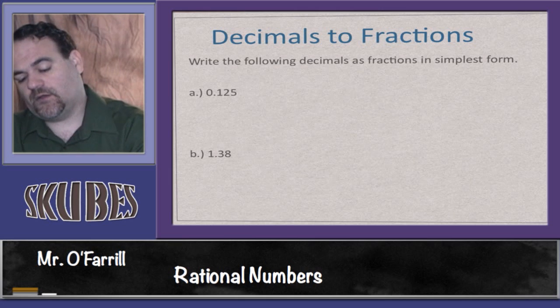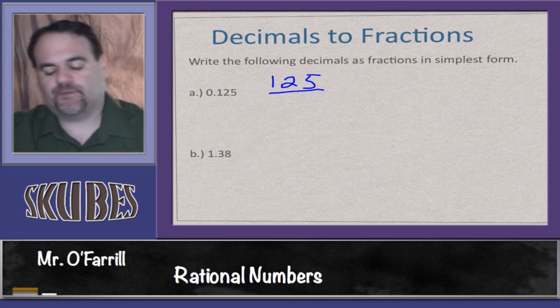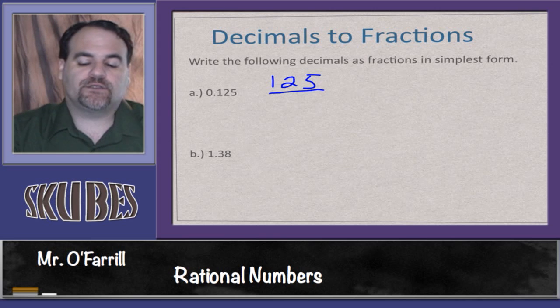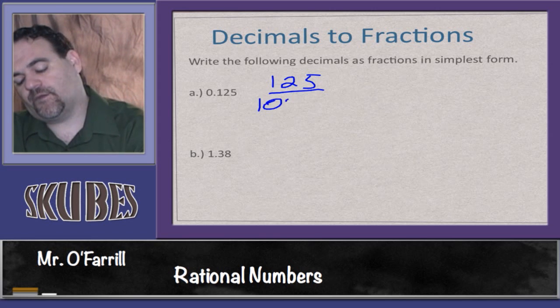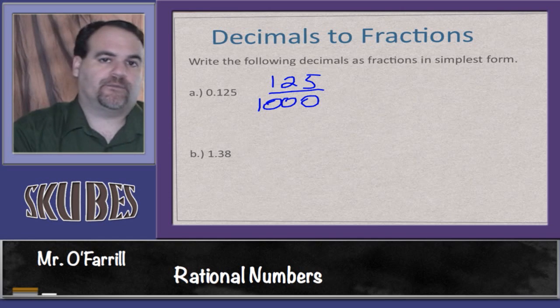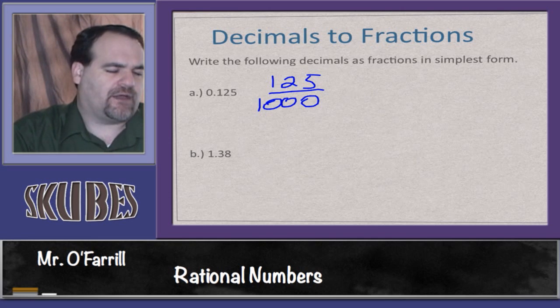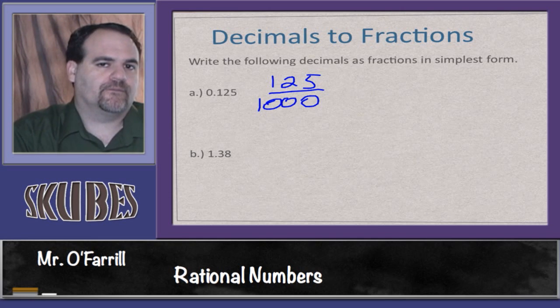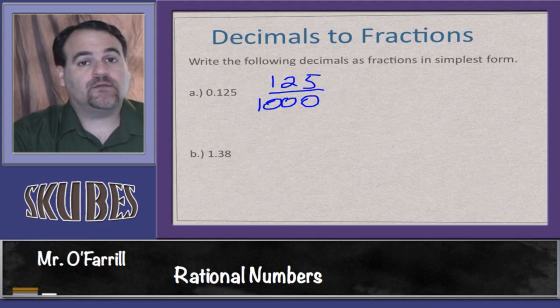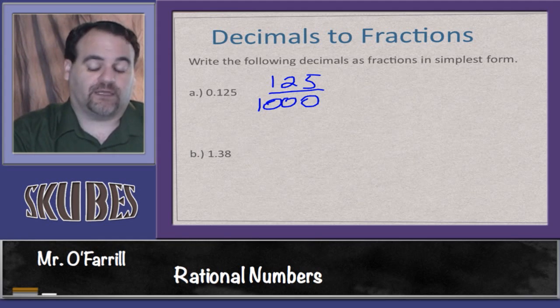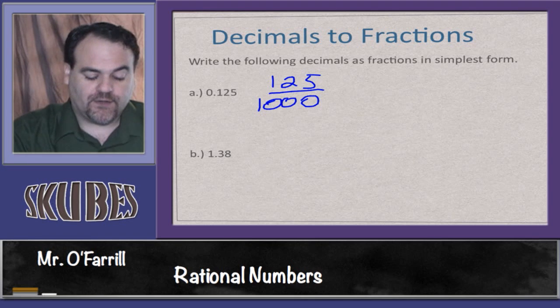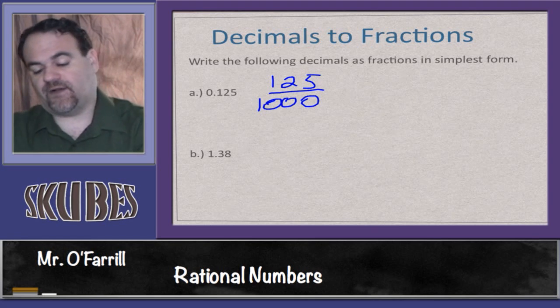Well, 0.125 is the same as 125 out of 1,000. How did I know it was 1,000? Because 3 places after the decimal is the thousandths place. Okay, good. So let's go ahead and just divide this.